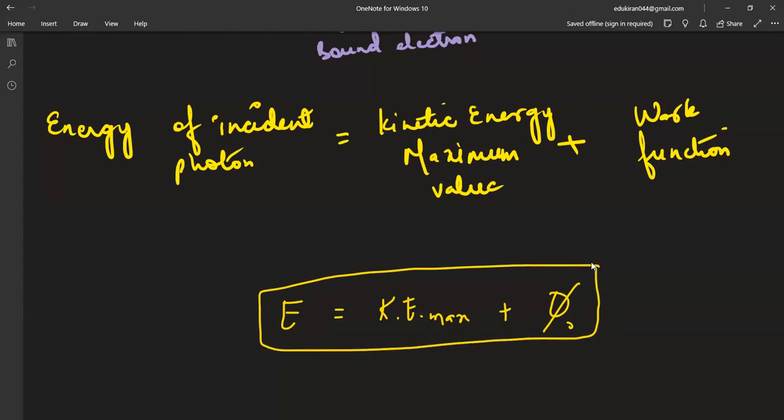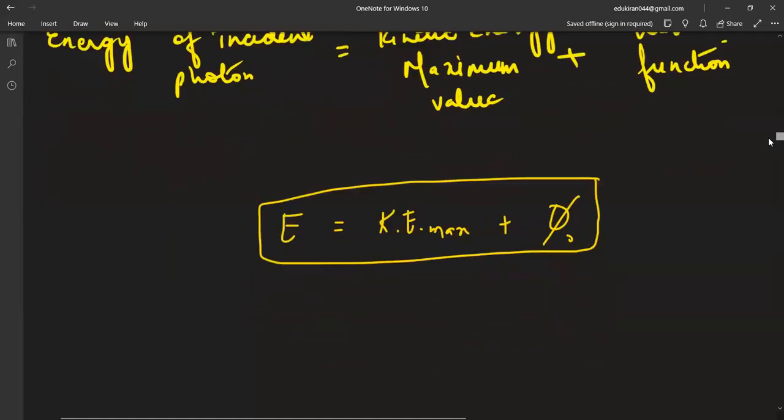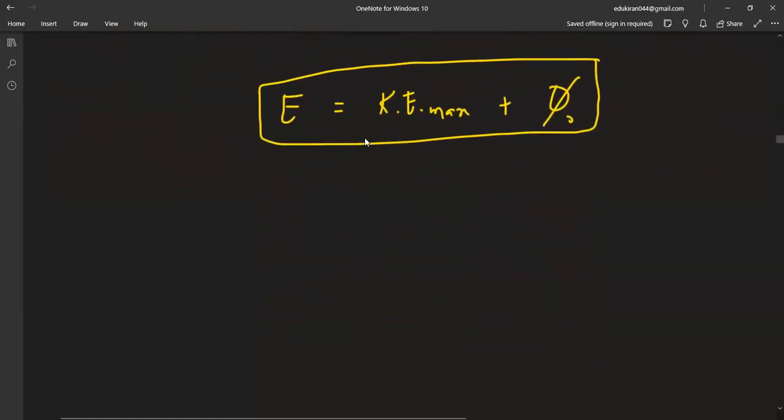Okay, kinetic energy maximum plus the work function. Now look at all the things we can use here when we are writing. Firstly, E is the energy, kinetic energy is the maximum value, and this is the work function. Now see how we can use this formula. First, let's talk about energy. Energy can be written as h nu.